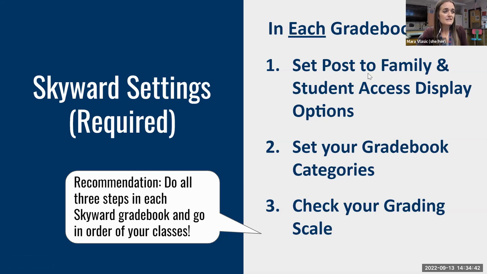So what we're going to do first is set post to family and student access display. This allows students and families to see any grades that you put in Skyward on their access. Then we'll make sure your gradebook categories are set as you'd like them. And then we'll just check your grading scale to make sure that the scale you're using is the scale that you want to have.